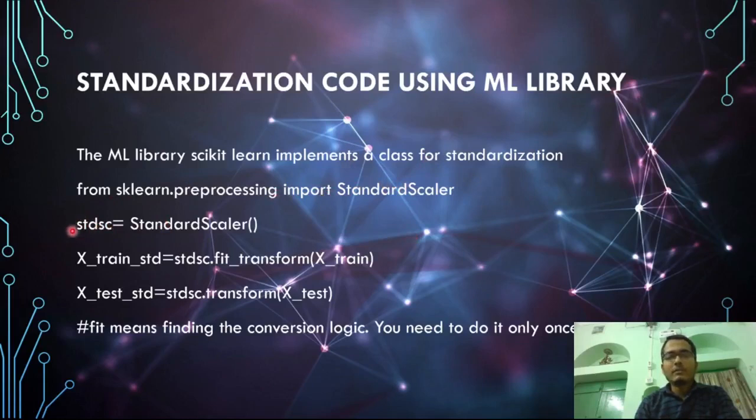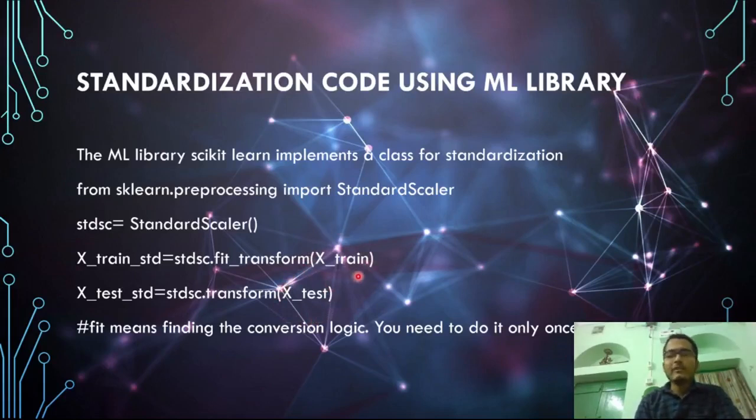Now we know that Python is an object oriented programming language. So we define an object stdsc equal to StandardScaler. Now we define X_train_std equals stdsc.fit_transform(X_train). What is X_train and X_test? I told you in my previous video that if we have a data set of 100 rows, we first divide it into 80 rows of training and 20 rows of testing. We can do it like 60-40 or 75-25.